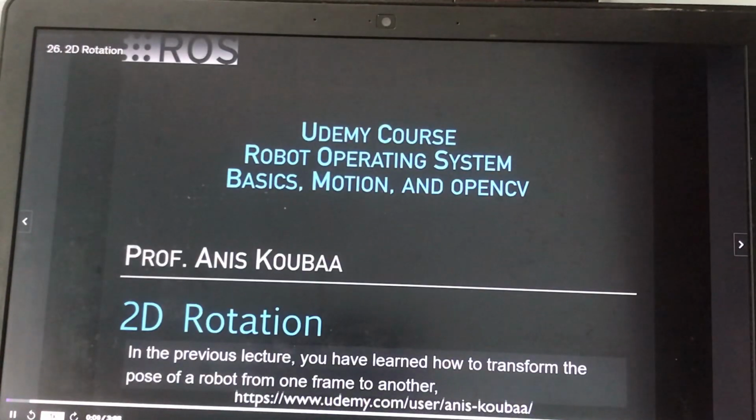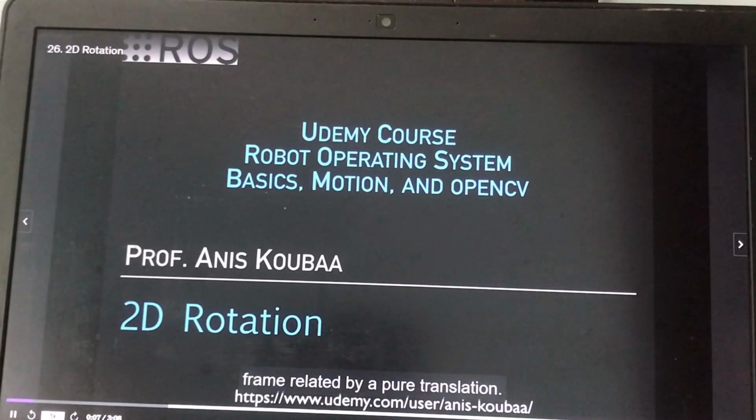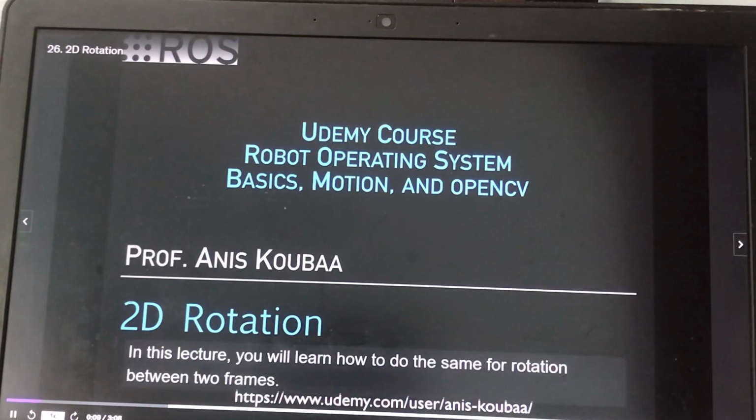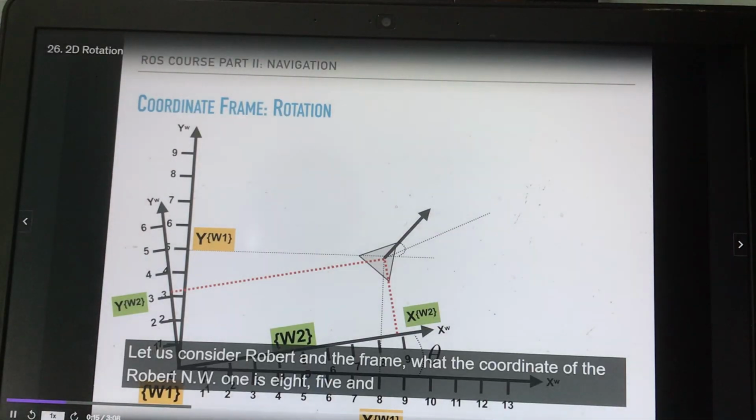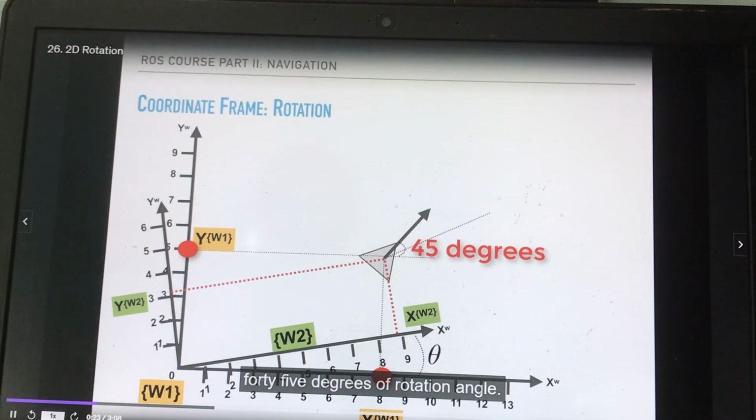In the previous lecture, you have learned how to transform the pose of a robot from one frame to another frame related by a pure translation. In this lecture, you will learn how to do the same for a rotation between two frames. Let us consider a robot in the frame W1. The coordinate of the robot in W1 is 8,5 and 45 degrees of rotation angle.